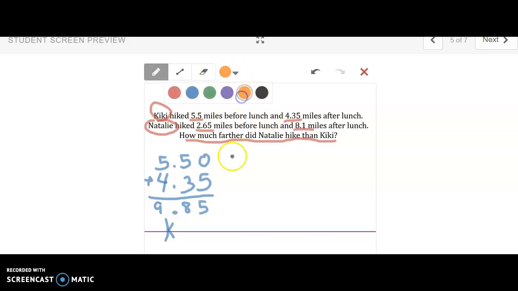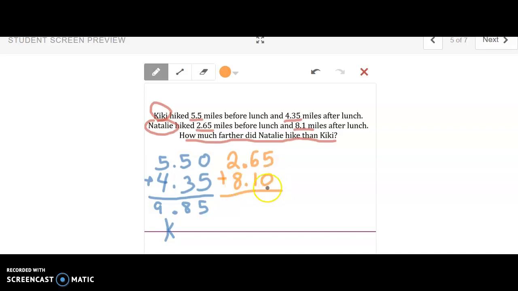Let me find out how much Natalie hiked. All right, so I've got to find out how much she hiked before lunch, 2.65 hundredths, and I'm going to add that with how much she hiked after lunch, 8.1 tenths. I'm going to continue to add, and I start with my smallest place value, 5 and nothing. I could put a 0 there. It doesn't add any value to that number. So 5 and nothing is 5. 6 and 1 is 7. Bring down that very important decimal point. 2 and 8 is 10.